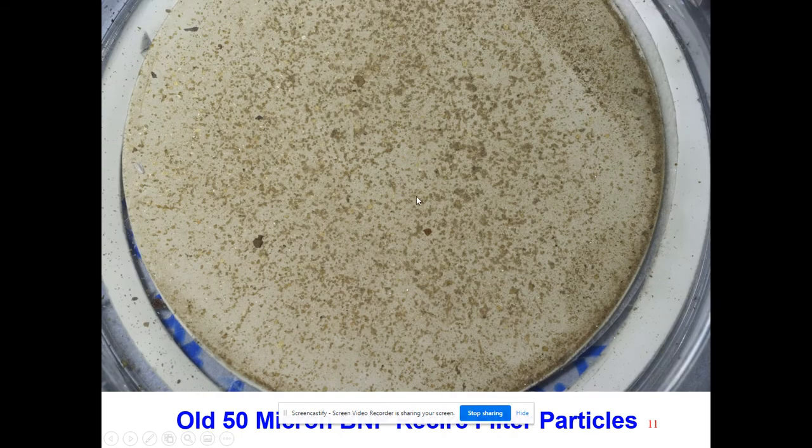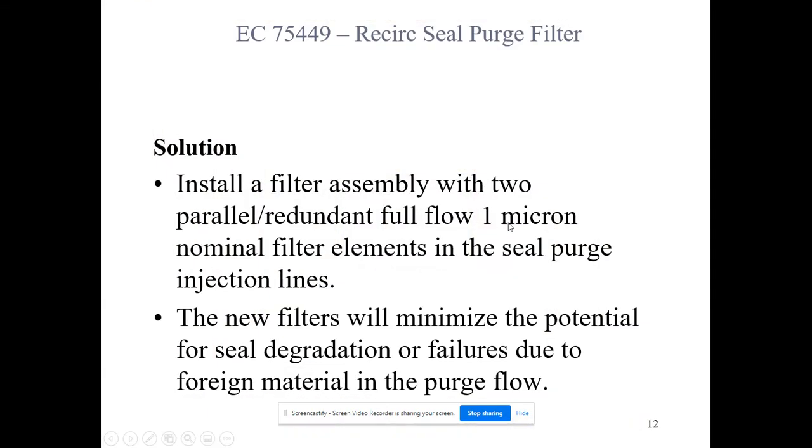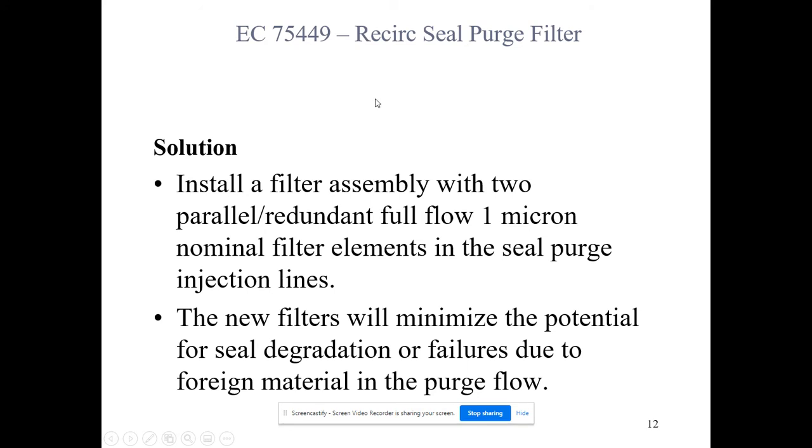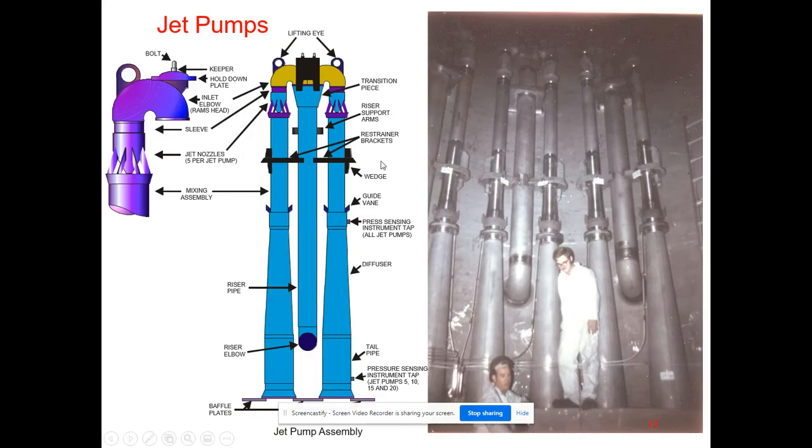So what they did instead is go to a much smaller filter, a 1 micron. So to try to keep all that crap out of the seals so that maybe we can run the whole 2 years without having to shut down to go in and replace the reactor recirc pump seals. And that has worked out pretty well so far for most of the plants that have done it.